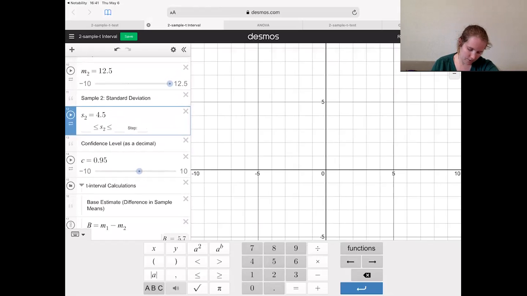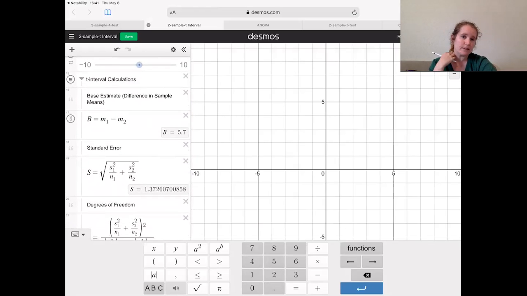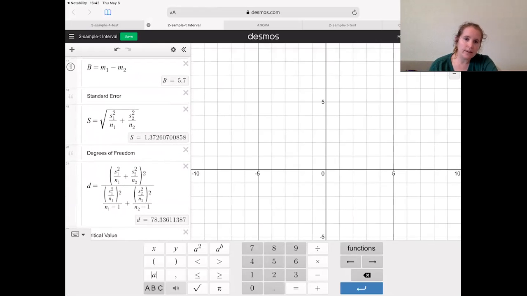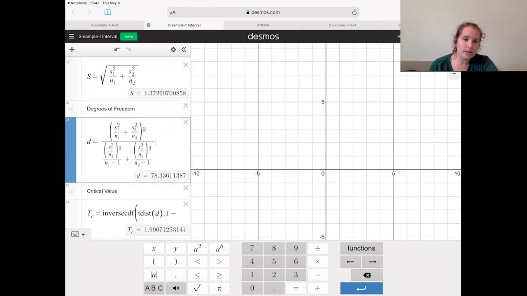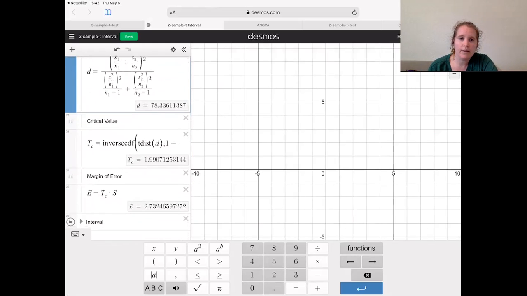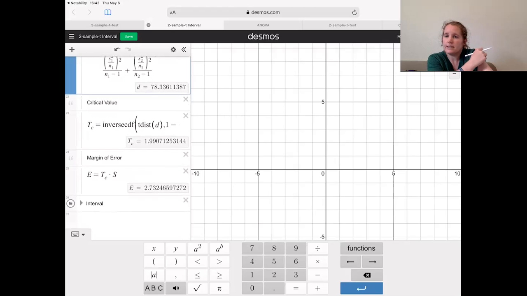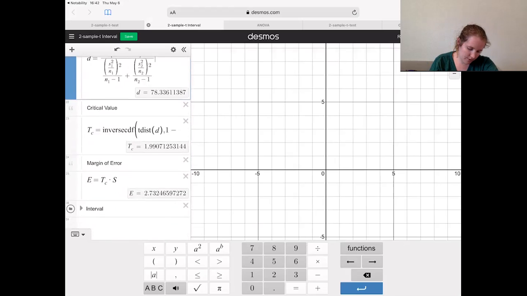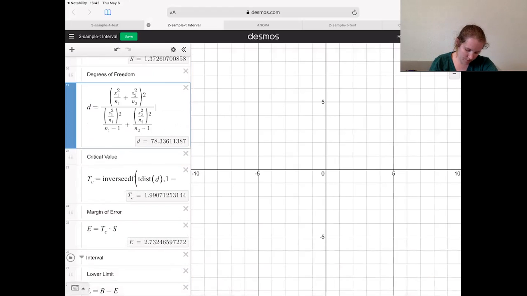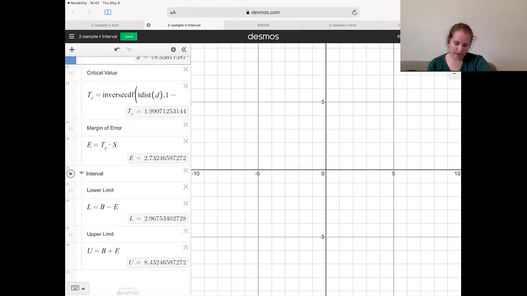Then we can see our usual t-interval calculations. We have our base estimate, or our point estimate, which is just our sample mean 1 minus our sample mean 2. The standard error is calculated for us. The degrees of freedom is calculated for us. Then the critical value, the t sub c, is found, as well as our margin of error. And then the interval itself: we have a lower limit of 2.96 and an upper limit of 8.43.